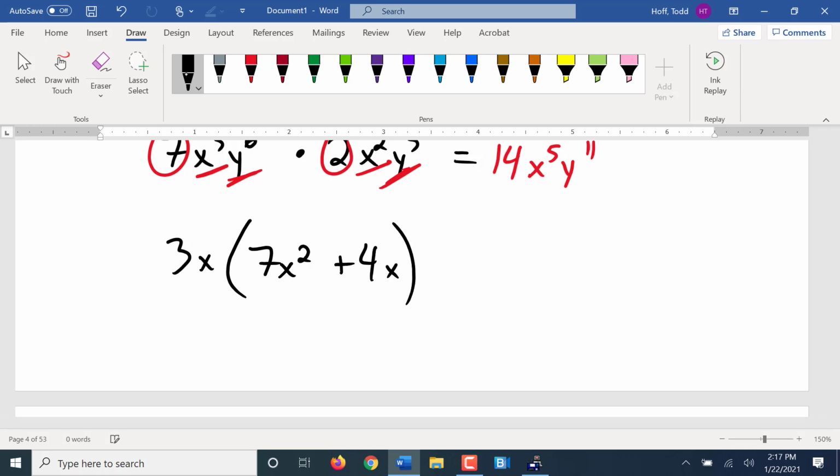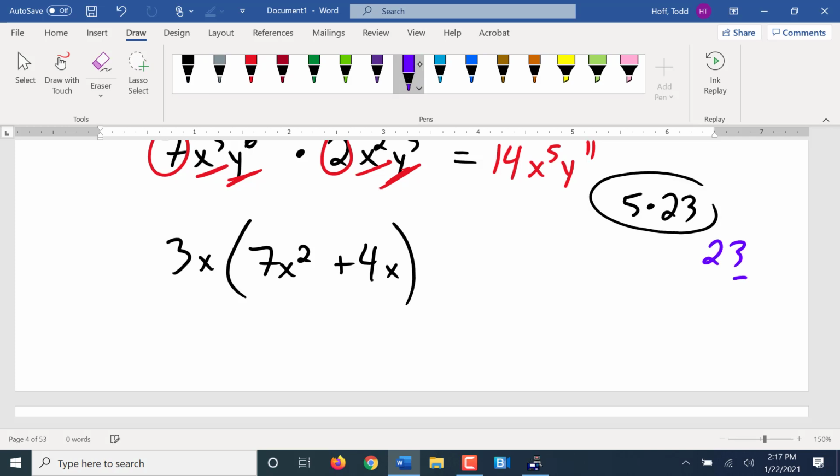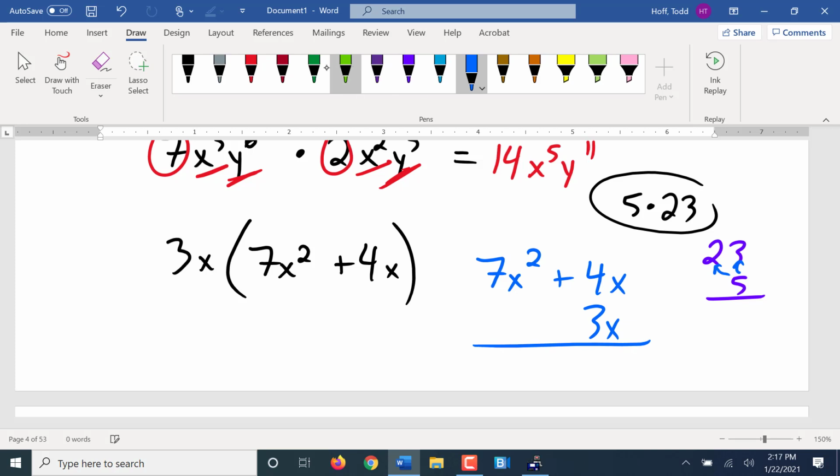Something like this is very similar to having 5 times 23. The way we did this was we wrote the 23, we put the 5 below, and we'd do 5 times 3, and then 5 times 2, right? We can do the exact same thing here. Write the longer expression, 7x squared plus 4x, on top, and the 3x on the bottom. And we multiply. What's 3x times 4x?